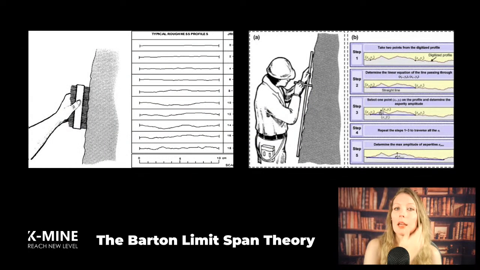Another method is the Barton limit span theory, which determines the maximum permissible span of unsupported openings based on rock mass properties. This theory establishes the relationship between the uniaxial compressive strength, or UCS, of the rock and the joint roughness coefficient, or JRC, and the joint alteration coefficient, or JAC.